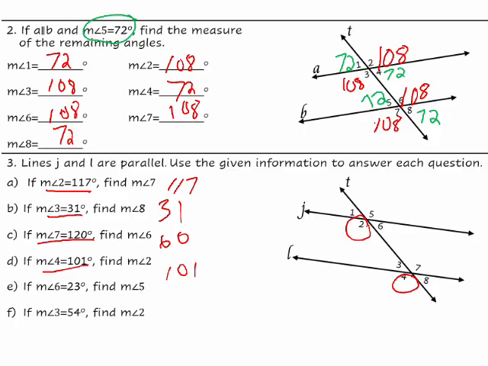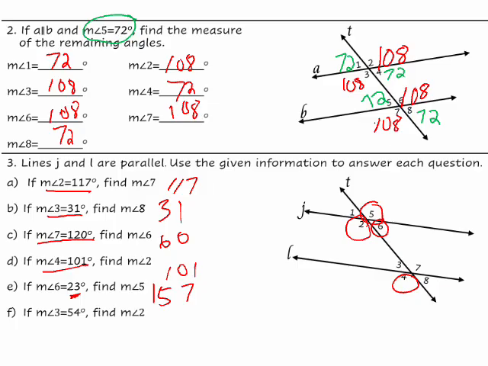Angle 6 is 23. Angle 5 is a linear pair. So 6 and 5 are linear pairs. That means they add up to 180. So we subtract 23 from 180. Let's see, we get 157. So 157 would be angle 5.